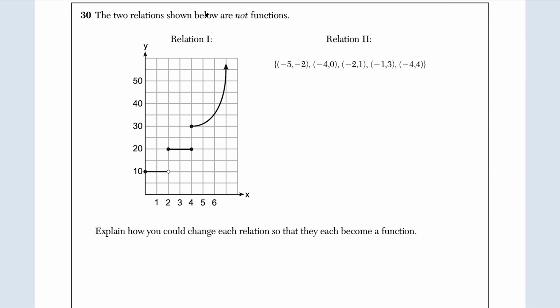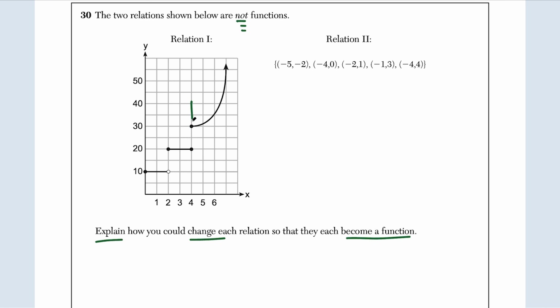Question 30, we have the two relations shown below are not functions, and we want to explain how we could change each relation so that they become a function. So for relation 1, just looking at this fails the vertical line test at x equals 4. Notice when I draw on this vertical line, it hits the graph at 2 locations like this. So how can we fix that problem?